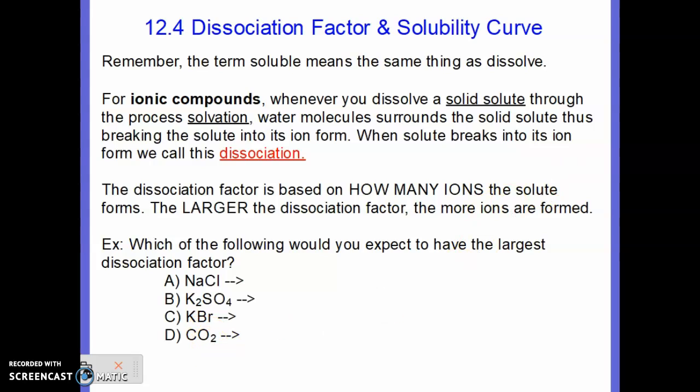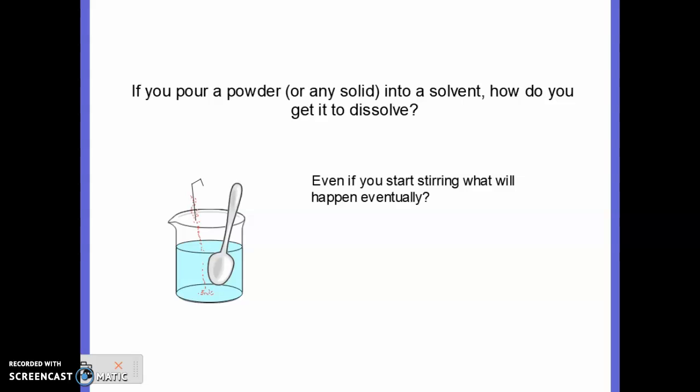So you can figure that out based on how many ions are in there. We've counted ions before in formulas. You guys should know what that is. You don't technically have to write out the equation of them being separated, but if you can count those ions, you can figure out which one has the largest dissociation factor.